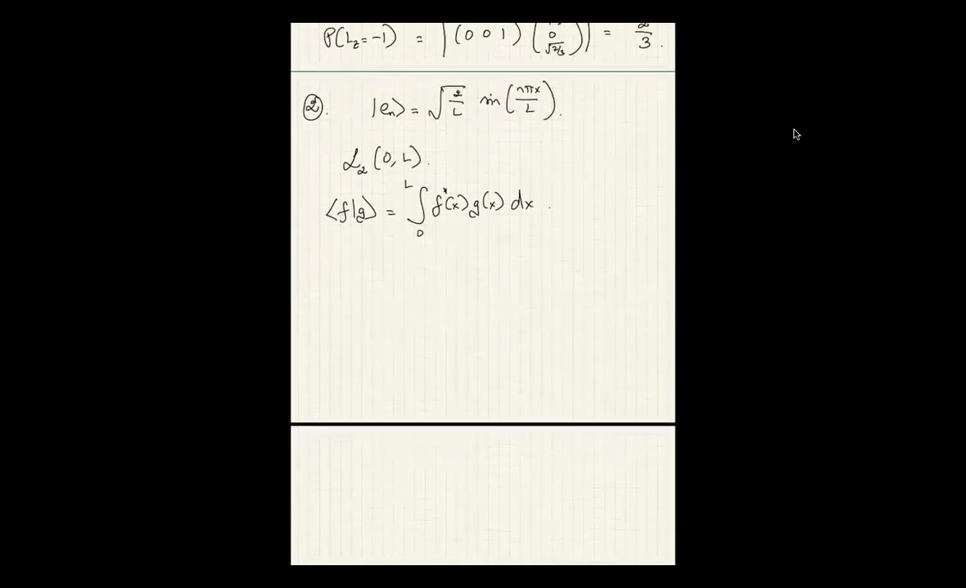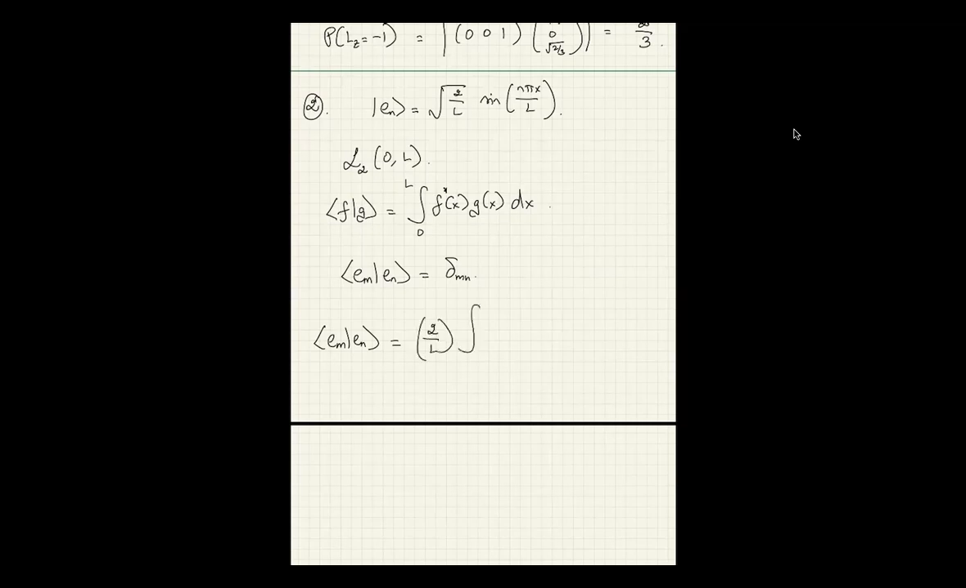Okay, so to prove they are orthonormal, I have to show that the overlap of e_m and e_n is delta mn, which means it is equal to 1 if m equals n and is equal to 0 if m is not equal to n. So let's calculate e_m e_n using this definition. Now remember that since the function given to me is sine, which is a real function, f star is basically just f. So there are two factors of square root of 2 over L. So there is an overall factor of 2 over L, integral from 0 to L, sine m pi x over L times sine n pi x over L dx.